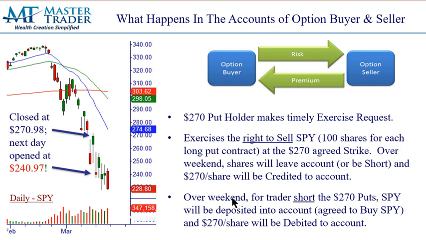Now, also over the weekend, the trader who was short the 270 puts, what does being short a 270 put mean? Well, it means that I'm agreeing to buy the spiders at the agreed upon strike price on or before expiration. So spiders are going to be deposited into my account. I'm now long spiders, and $270 a share is going to be debited. I got to pay for them.